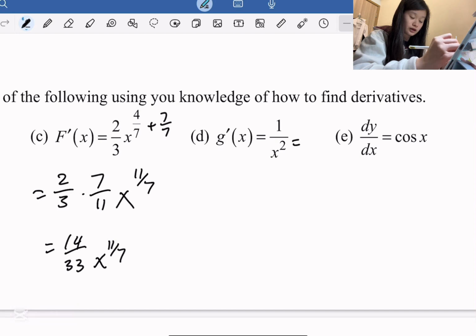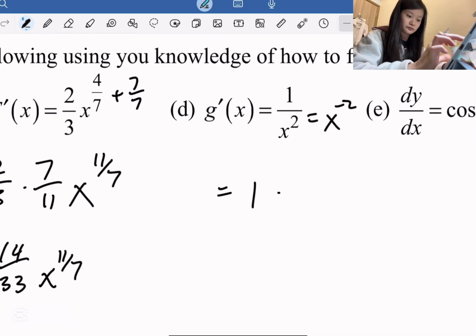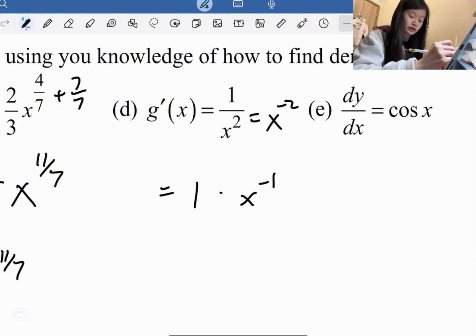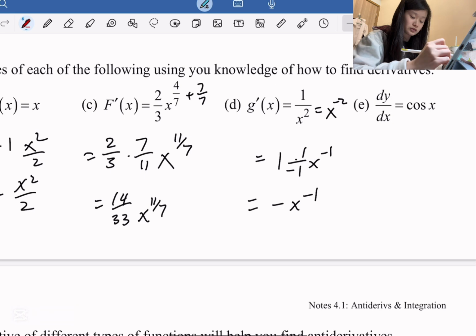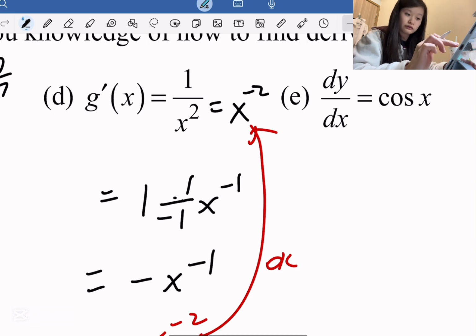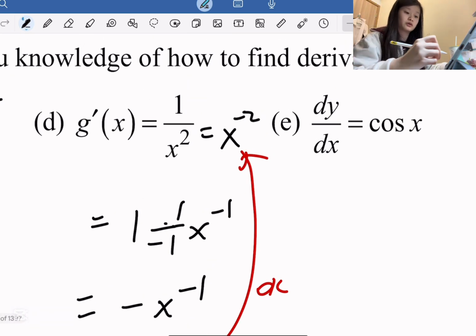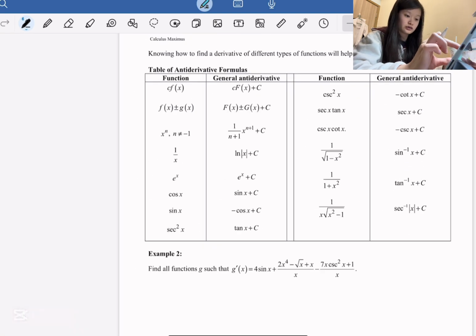Similarly, this one you can rewrite as x to the power of negative 2. You can take the constant out, and then add 1 to the power, so x to the power of negative 1, and then divide by negative 1, which gives negative x to the negative 1. And then you can double check any of these as well. Say this one, negative 1 times 1 is negative x to the power of negative 2, which is the same, so it's okay. Lastly, the antiderivative of cosine. You can just remember the derivative of sine x is cosine x. There it is, that easy. Okay, there's a list, you can look at it.